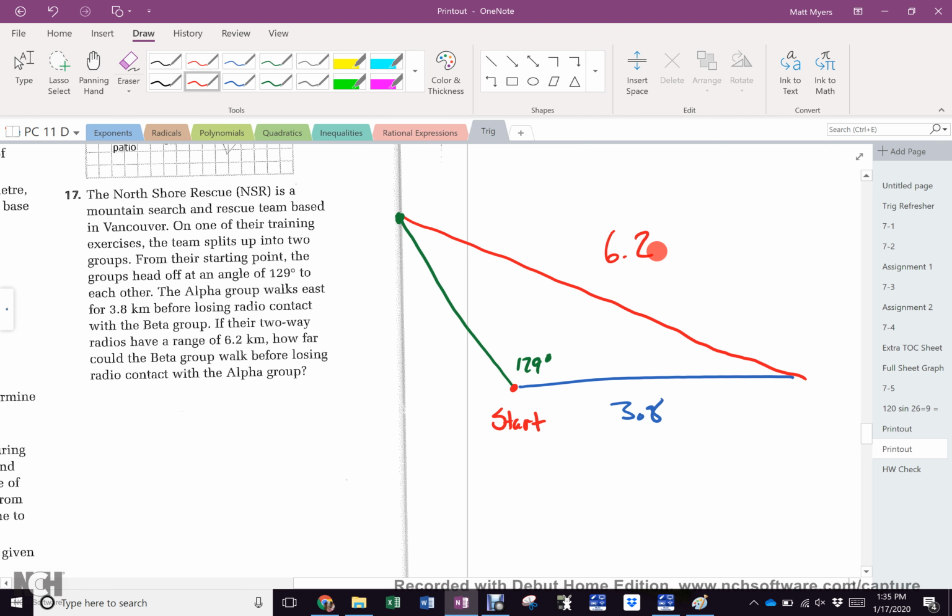Starts with an S, ends with a W, has an I-N law in the middle of it. Sine law. Sine law will find this angle. It will get me green theta. Then I use green theta to find that side.